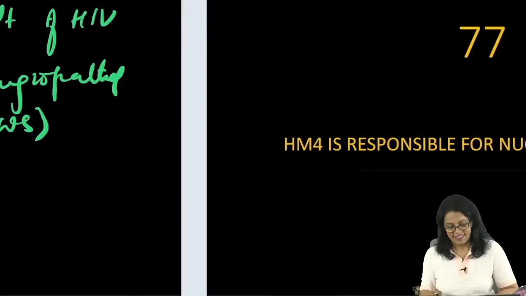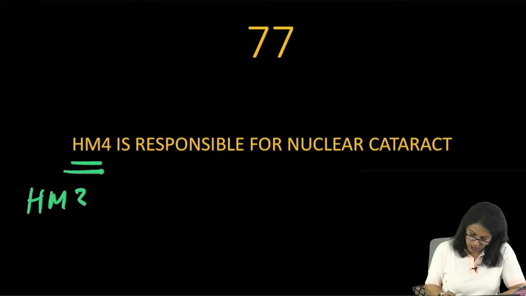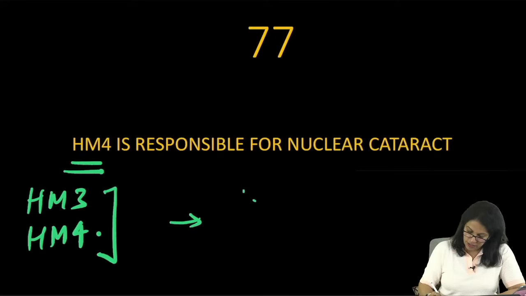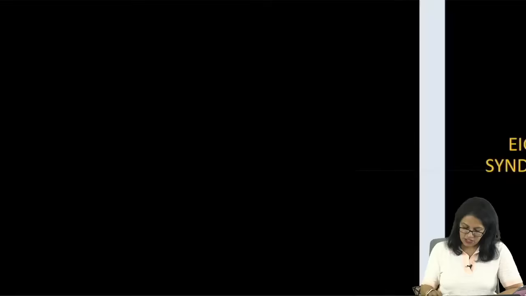Chalo, next. HM4 is responsible for nuclear cataract, correct? Please remember, yes. Insoluble proteins, high molecular weight protein, HM3, HM4. This was again your INI-CET question. Both are insoluble and responsible for cataract formation, HM4 particularly for nuclear cataract. 1 and 2 will not cause cataract, right? 3 and 4 will cause cataract. Remember that. Okay. Next question.